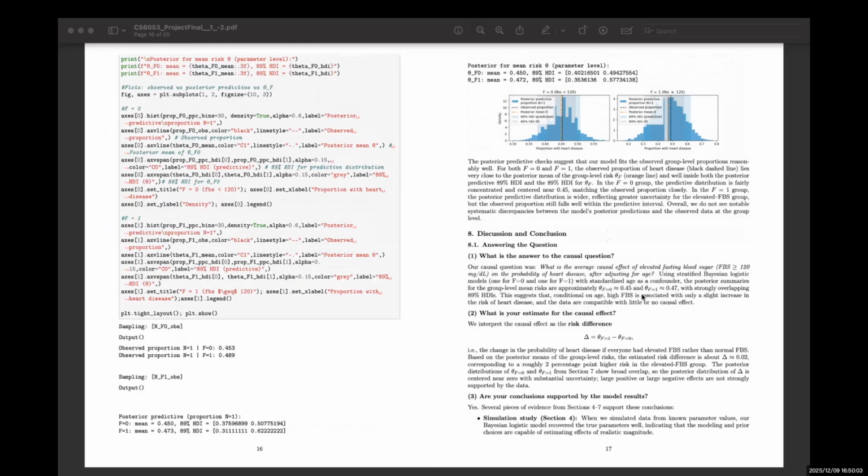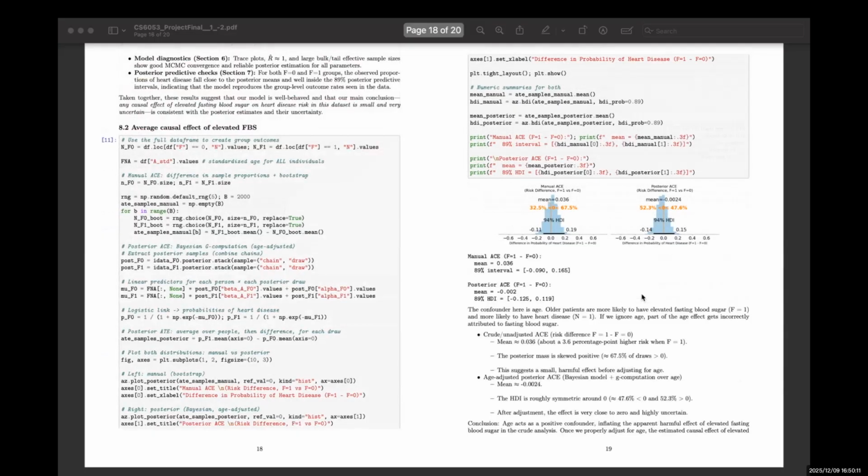Our conclusion is backed by evidence from 3 places: simulation recovery, clean MCMC diagnostics, and posterior predictive checks. On real data, the observed heart disease proportions are about 0.453 for f equal to 0 and 0.489 for f equal to 1. And our posterior predictive means are close, roughly 0.450 and 0.473 respectively, with observed values inside the 89% predictive intervals. So the model supports our claim that the age-adjusted effect of high FPS is small and uncertain.